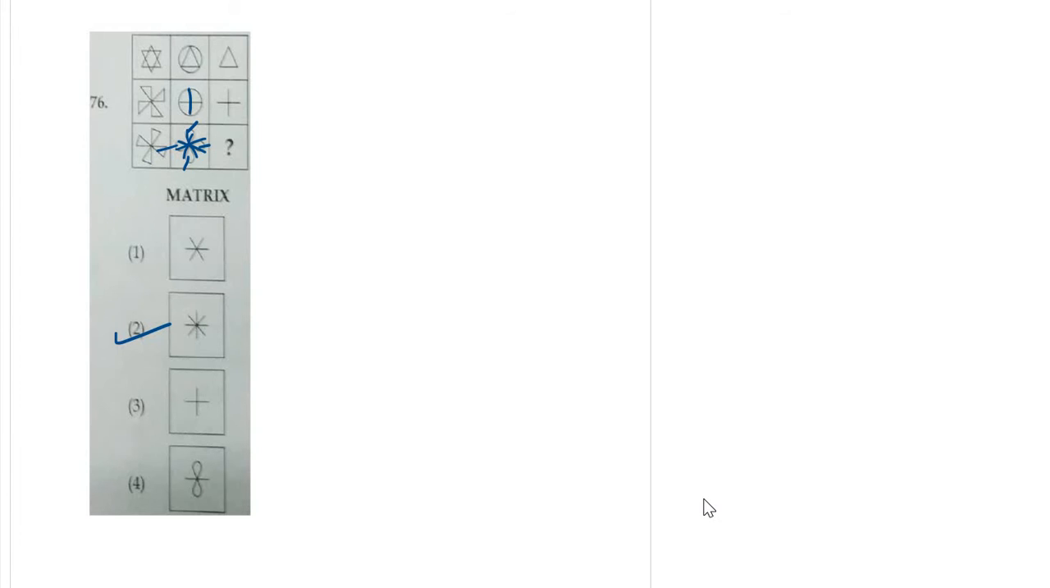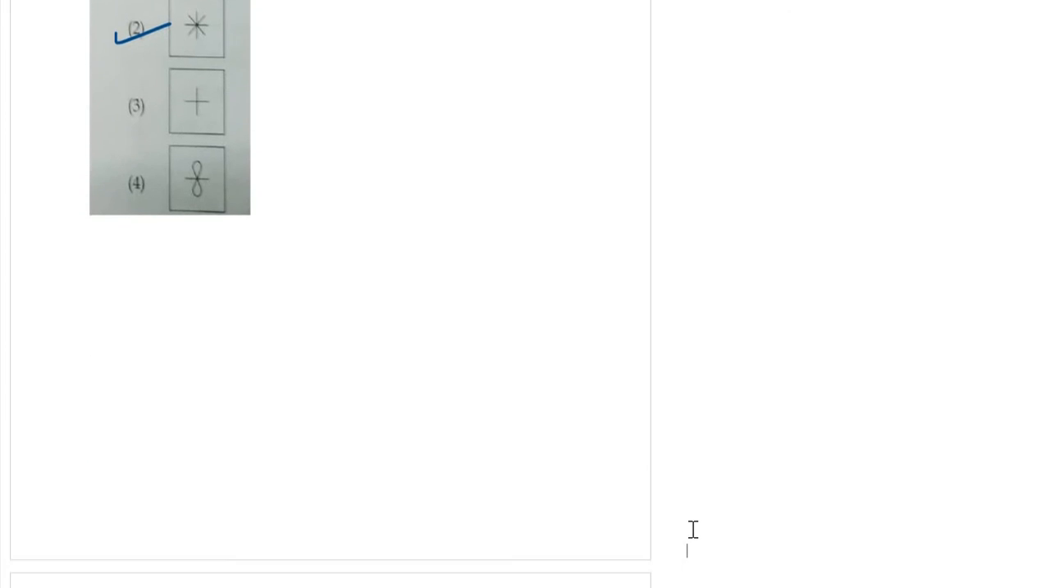Here also the center portion is only 2. Here only triangle. Like that, this portion is only the number of lines. Count the number of lines. So the answer is 2. Come to the next question.